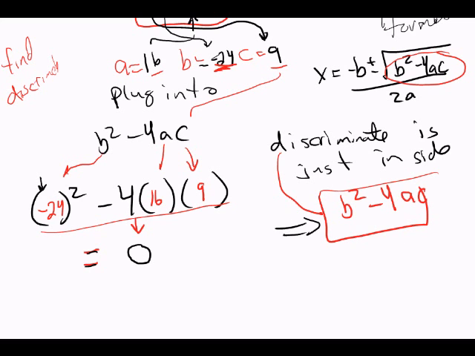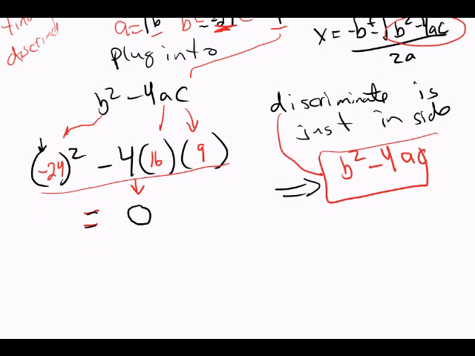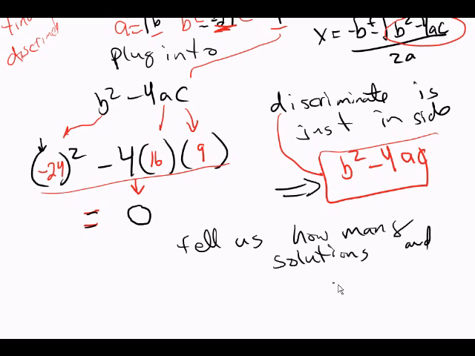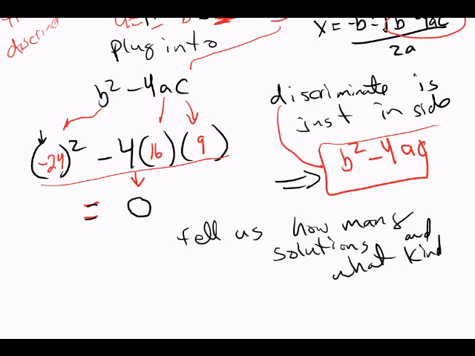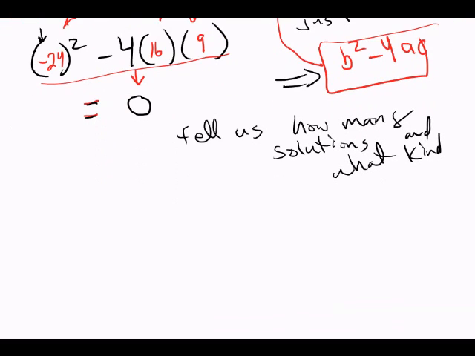So what you should get is 0 on this. Okay. Now there's 3 things. It's going to say find the discriminant and then tell us how many solutions and what kind. So there's 3 possibilities.